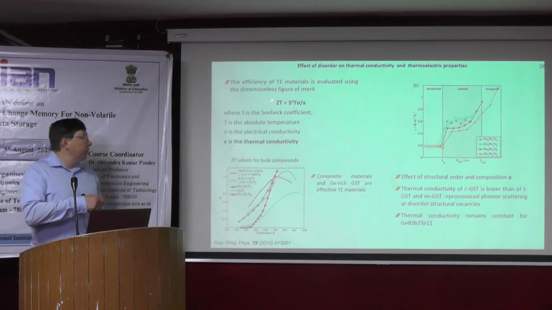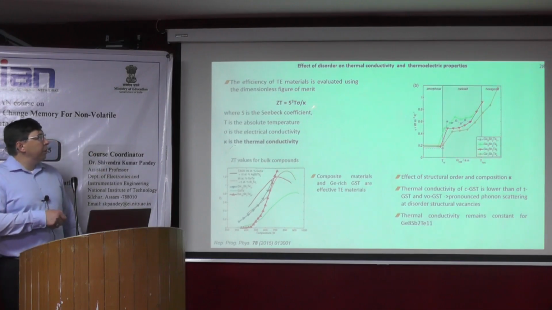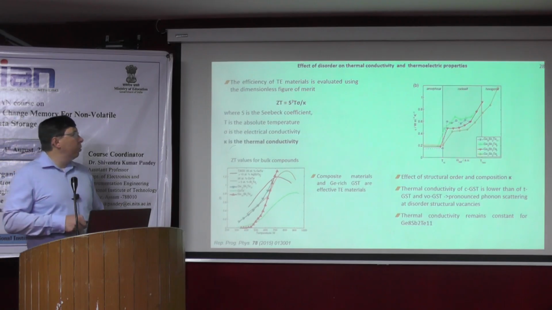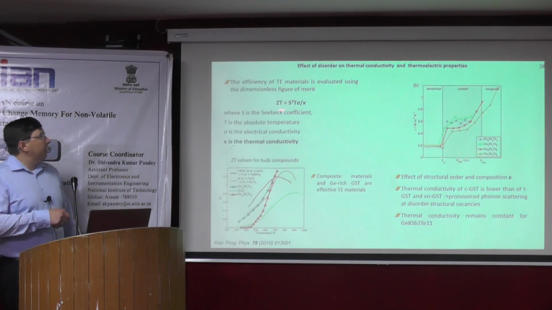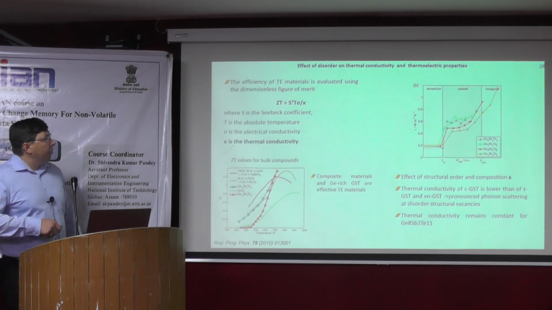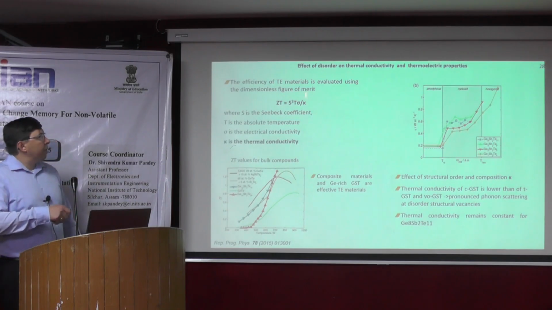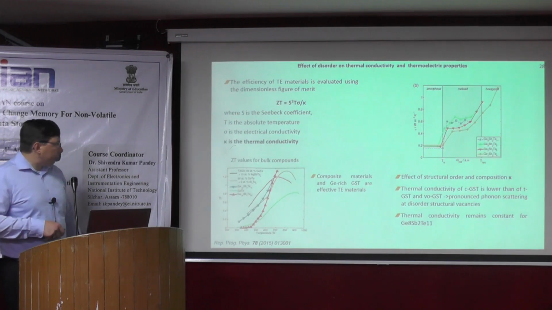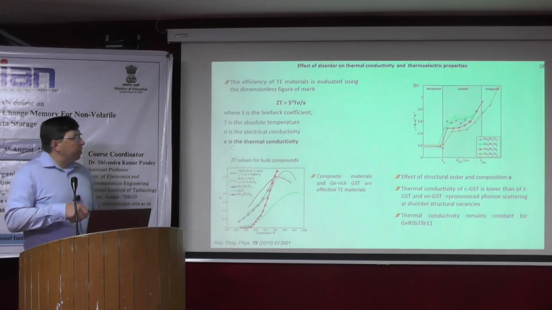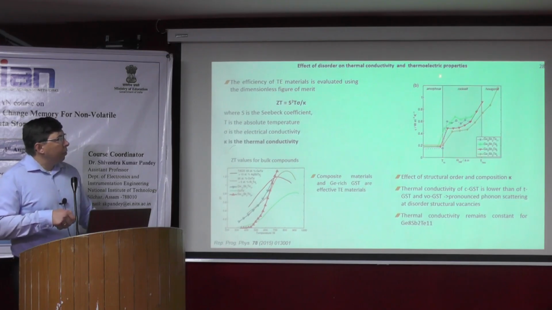As you see here from this figure of merit, if you can increase this thermal conductivity to a very large value, then we get a nice ZT. Sorry, if we can decrease this thermal conductivity, then we can get a high ZT value. So how is it for thermal conductivity for the phase change materials?